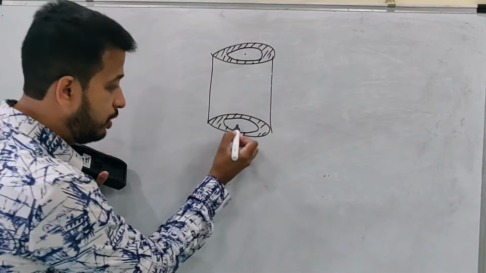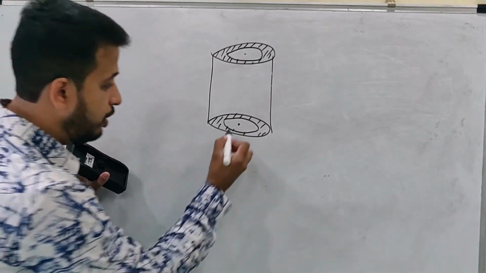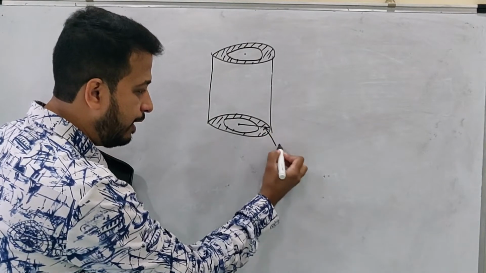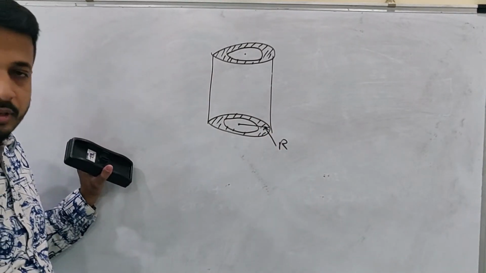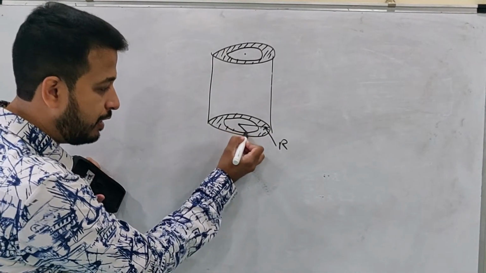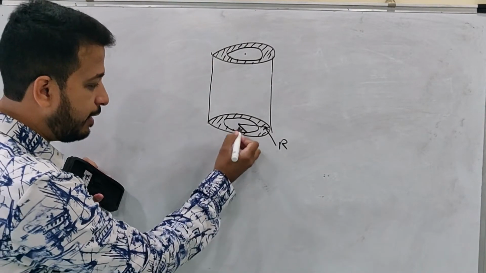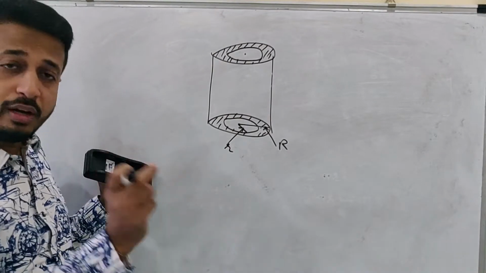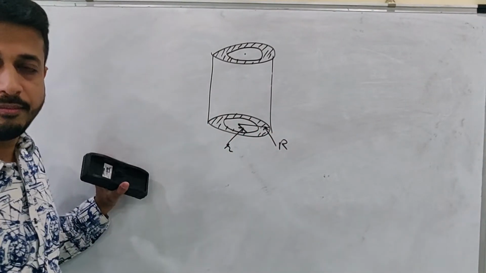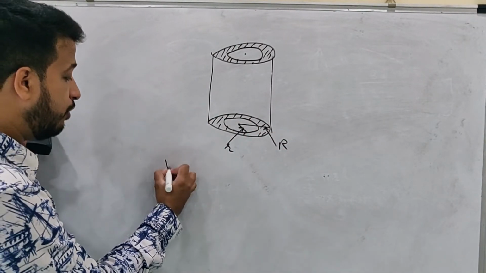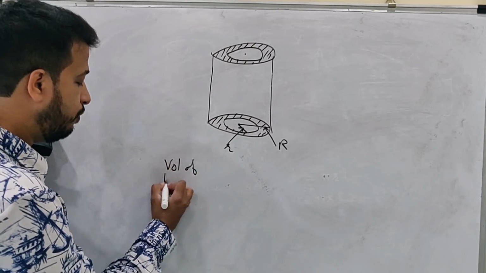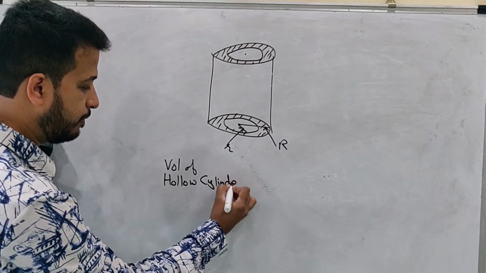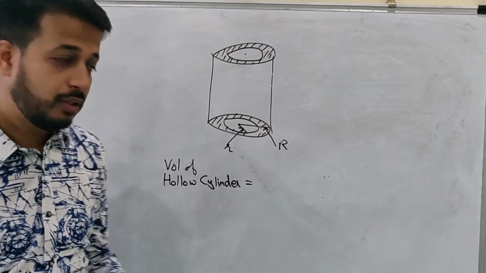Now here, this is my center. From this, if I touch the outer circle, can I take that as a big radius, big R? And from the center, if it is touching the inner circle, can I take that radius as small r? So inner circle is small r and the outer circle is bigger R. If I need to find the volume of the hollow cylinder, now how can I get this?